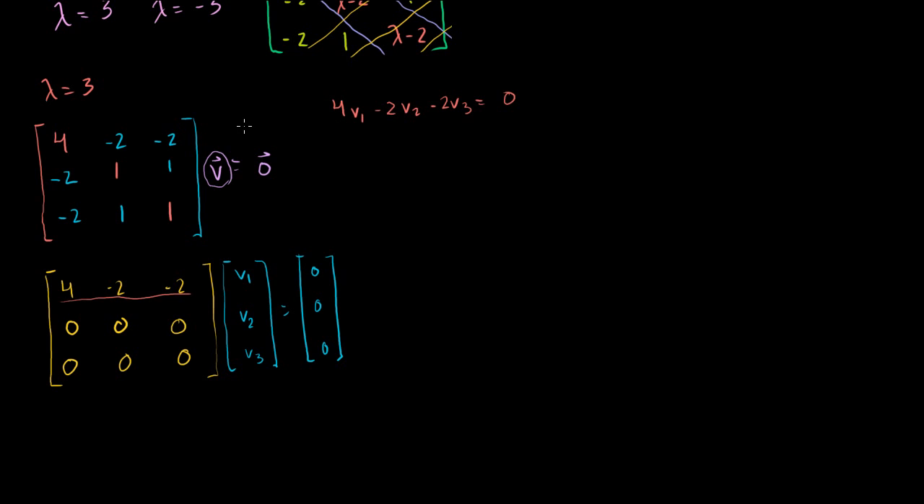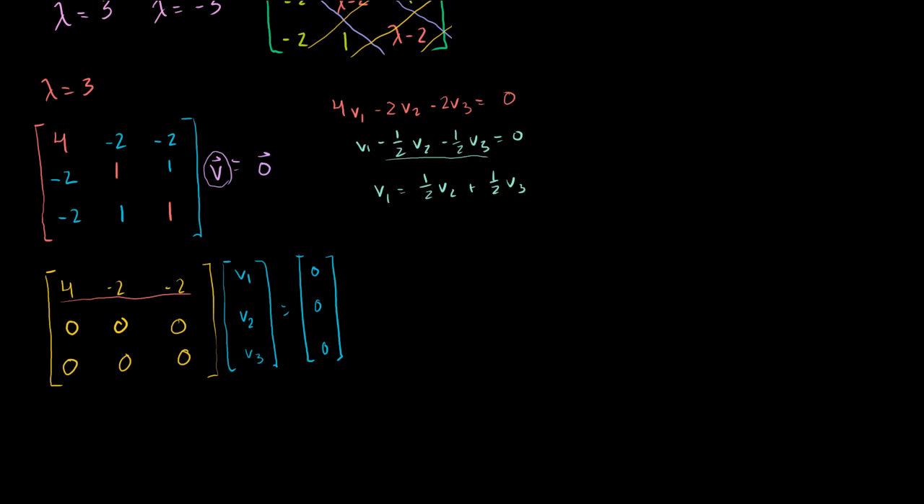And, well, let's just divide by 4. I could have just divided by 4 here, maybe I skipped a step. But if you divide by 4, you get v1 minus 1/2 v2 minus 1/2 v3 is equal to 0. Or v1 is equal to 1/2 v2 plus 1/2 v3. I just added these guys to both sides of the equation.